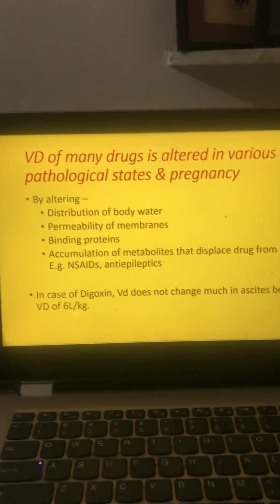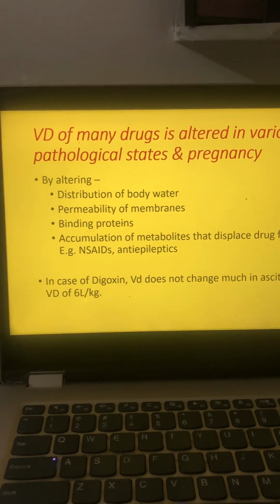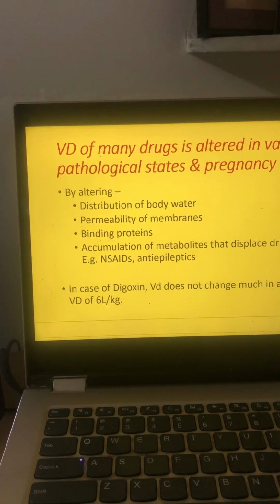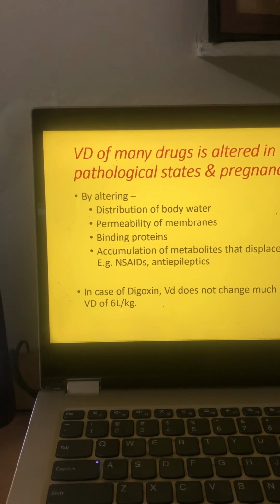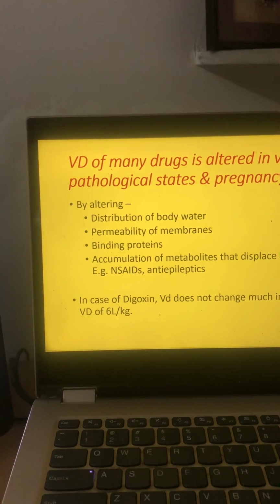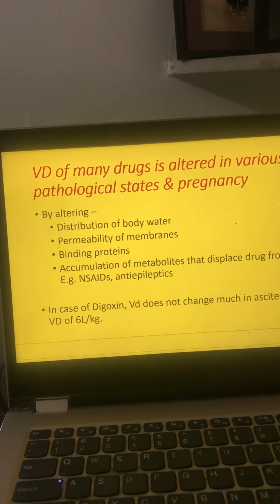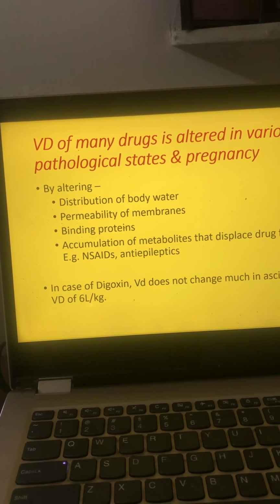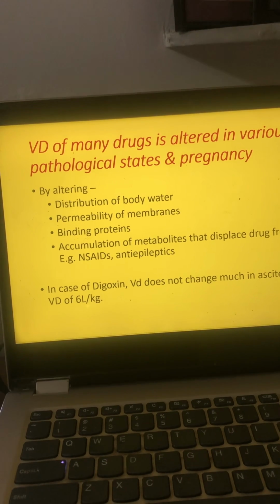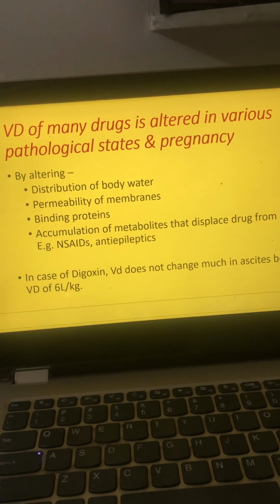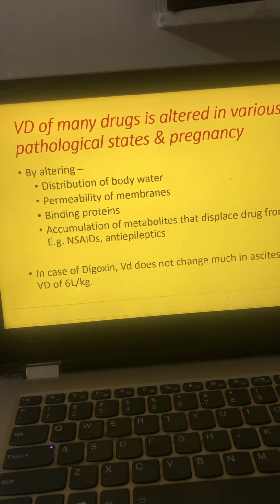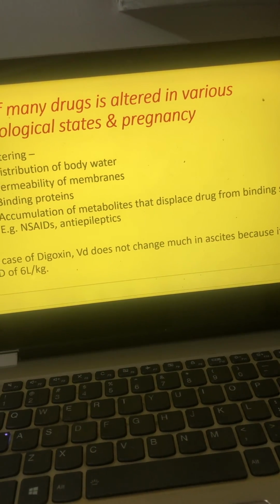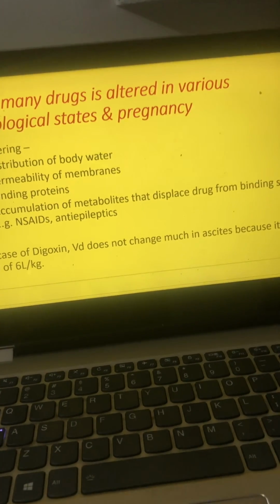Then the volume of distribution of many drugs is altered in various pathological states and pregnancy by altering the distribution of body water, by altering the permeability of membranes and binding proteins, and by altered accumulation of metabolites that displace drug from binding sites, for example NSAIDs and anti-epileptics. In the case of digoxin, the volume of distribution doesn't change much in ascites because it has a volume of distribution of 6 liters per kg. And pathological states like congestive heart failure, uremia, and cirrhosis of the liver can alter the volume of distribution.